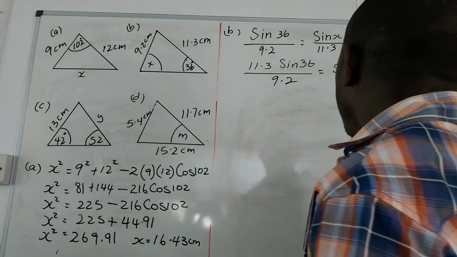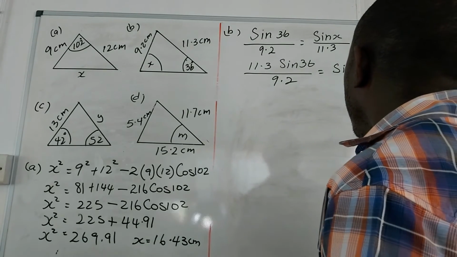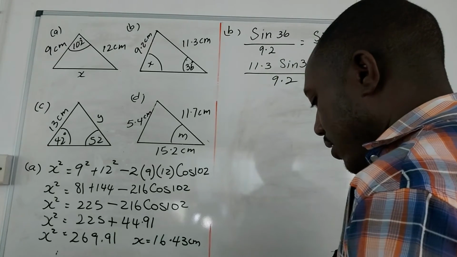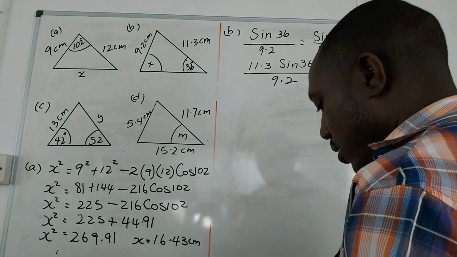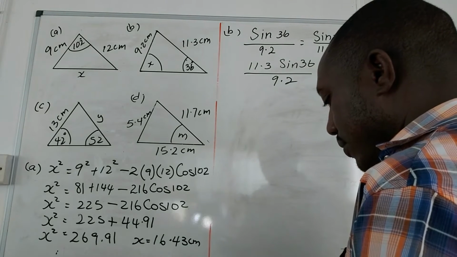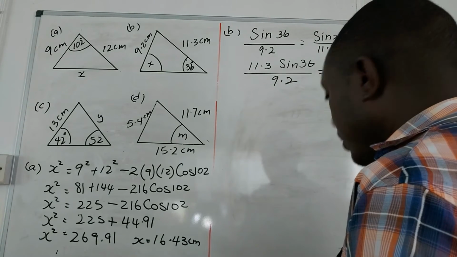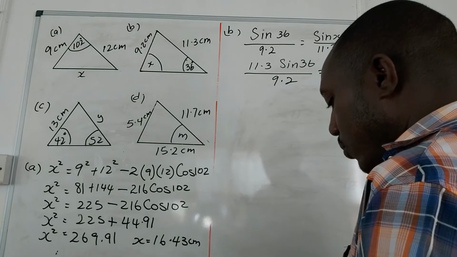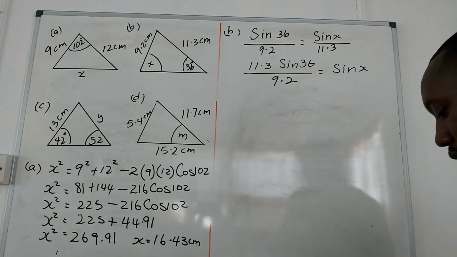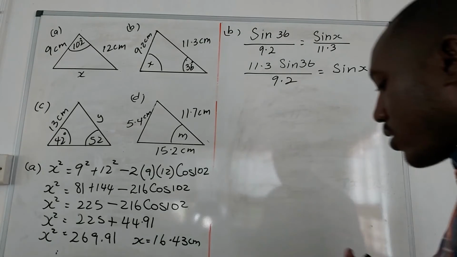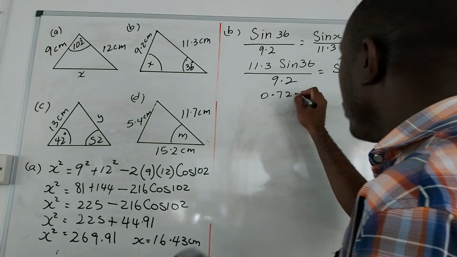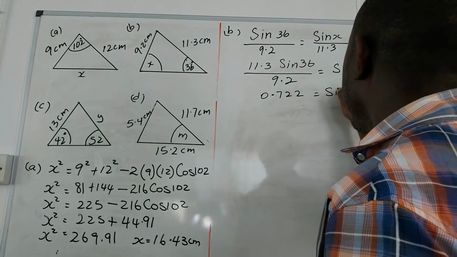So we now have to find the value of sine x. So let's simplify over here. We have 11.3 times sine 36 is equal to, and then we divide by 9.2, which will give us approximately 0.722 is equal to sine x.